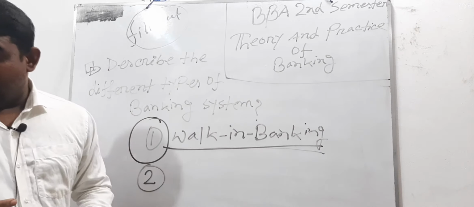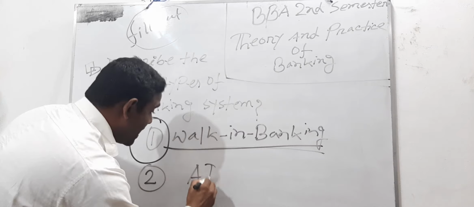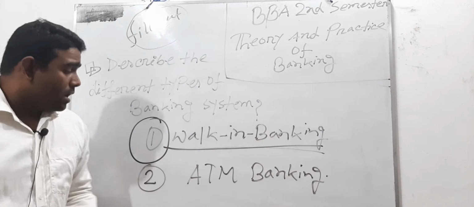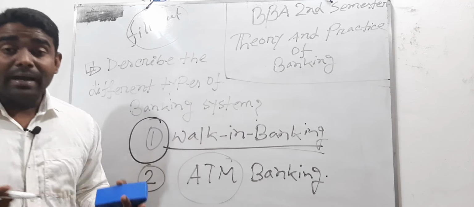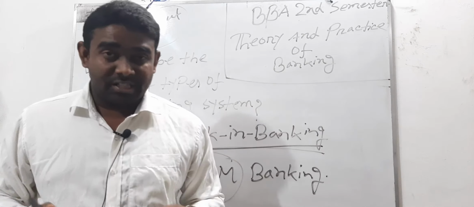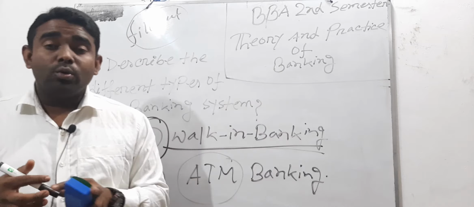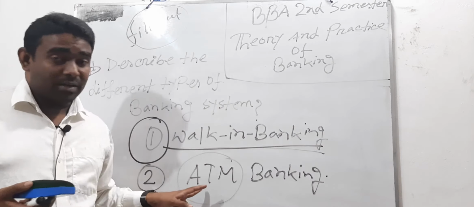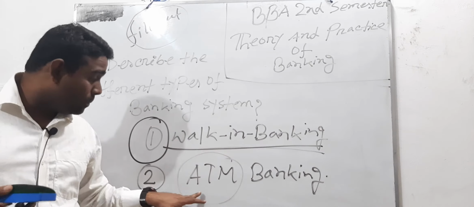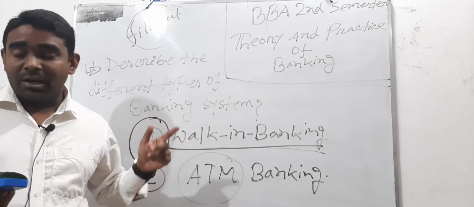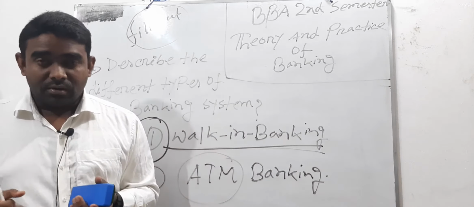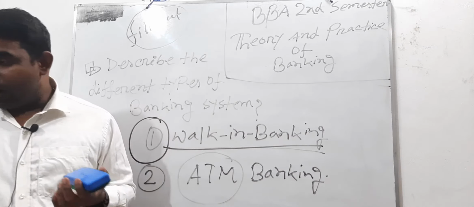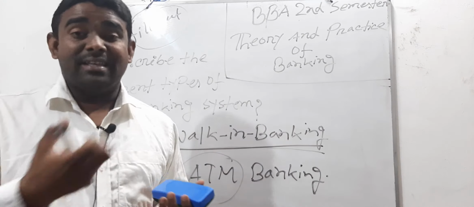Number two, that is called ATM banking. ATM stands for automated teller machine. Before we learn about ATM banking, we have to learn what an automated teller machine actually is. It is a specialized computer used by banks for bank customers to manage their money.